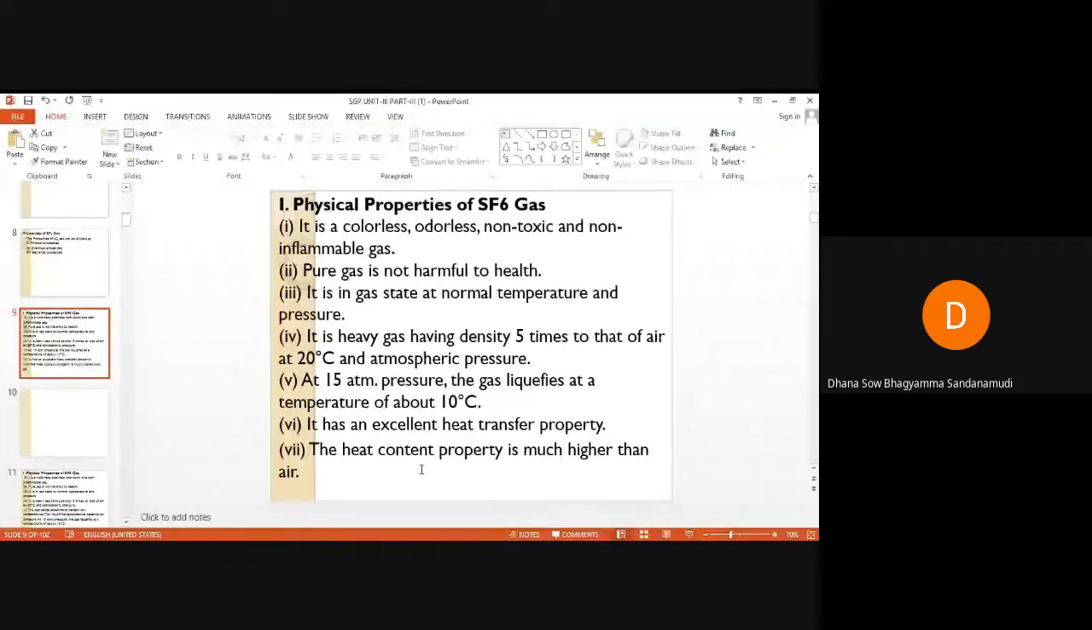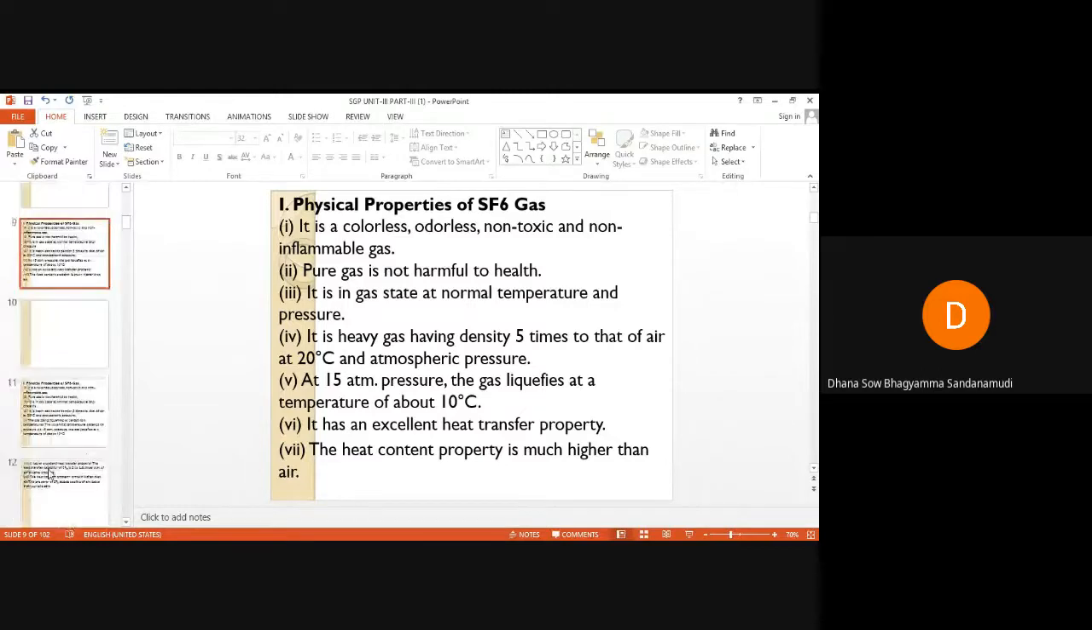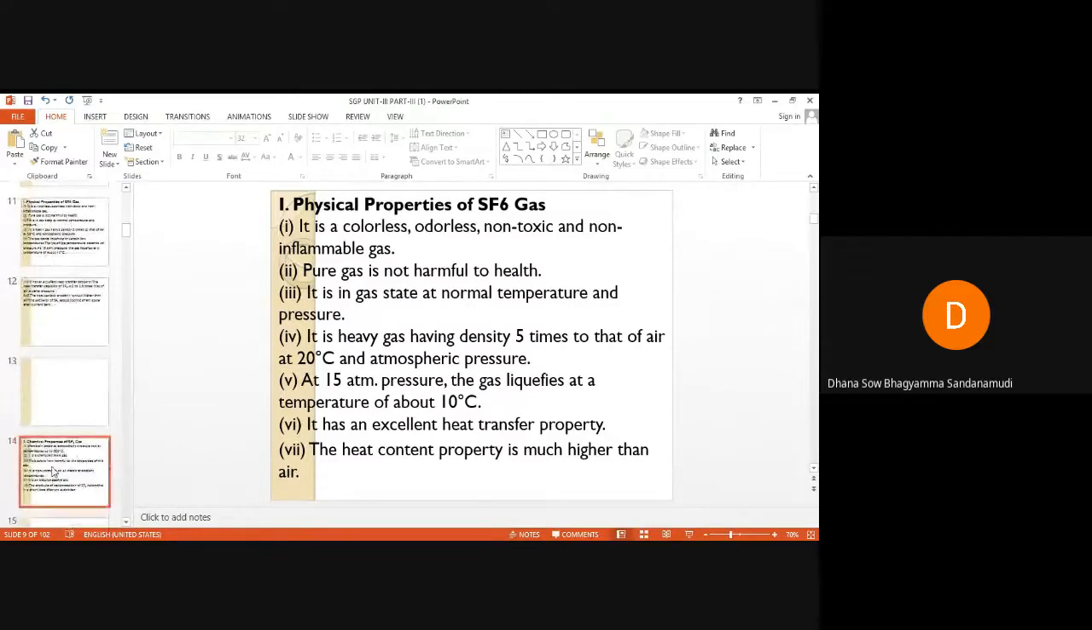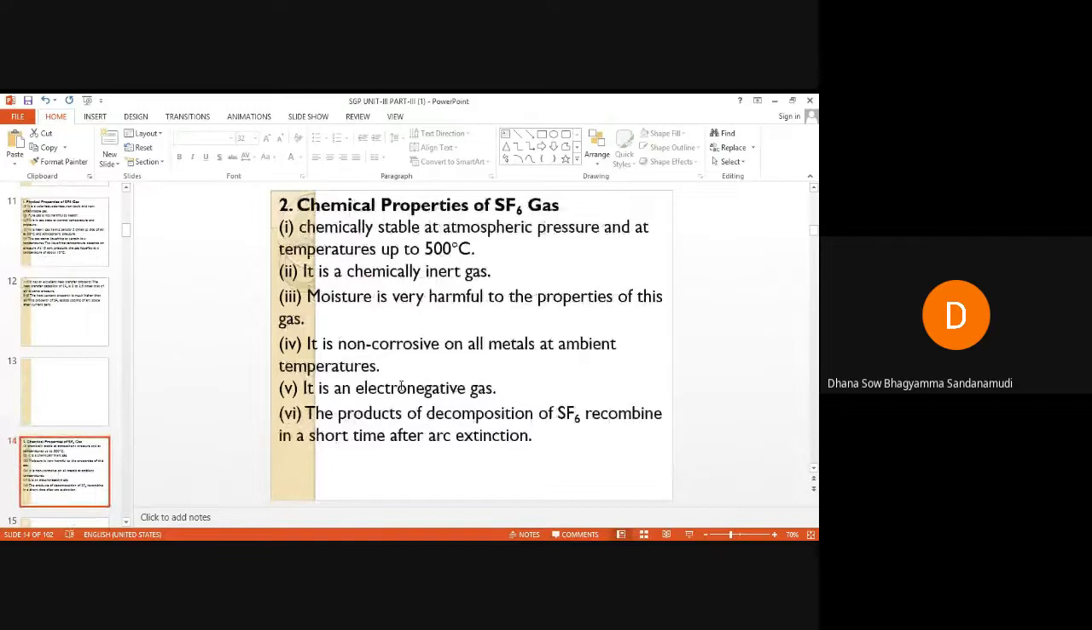These are all the physical properties. Let us discuss the chemical properties of SF6 gas. It is chemically stable at atmospheric pressure and at temperatures up to 500 degrees Celsius. And it is a chemically inert gas.